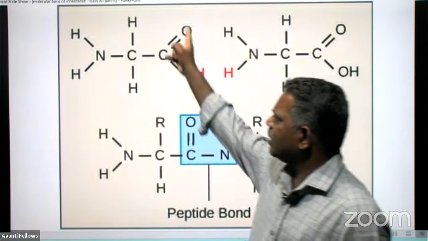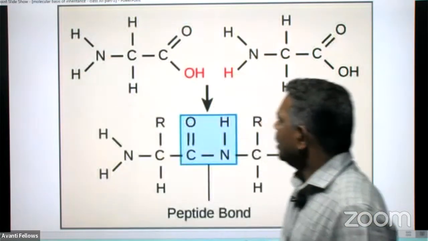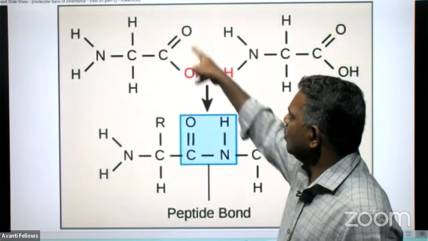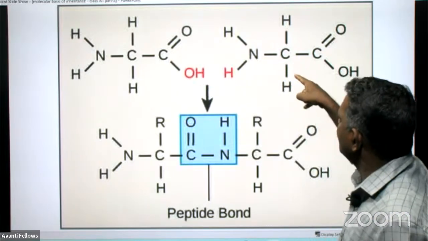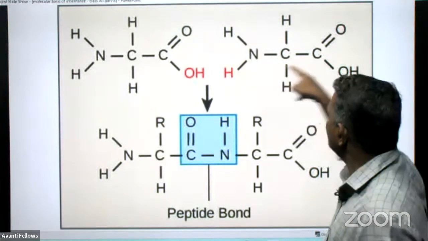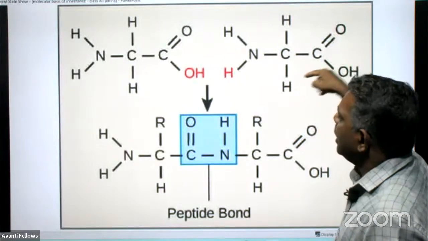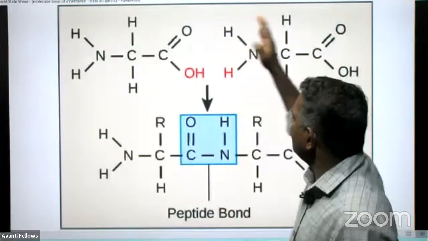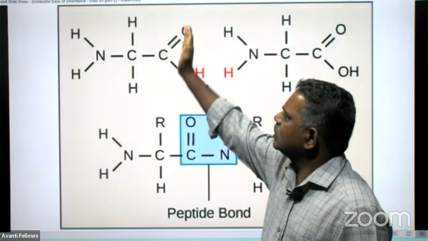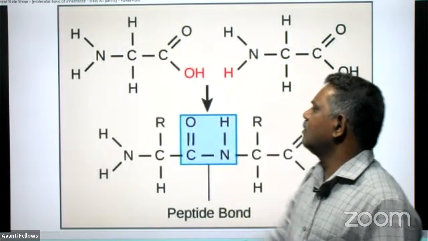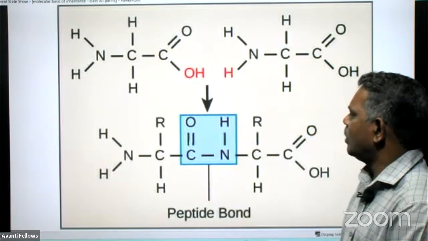Here is one amino acid having the amino group, NH2, and here we can see the COOH group, the carboxyl group. Another amino acid has the NH2 group and the COOH group here. The NH2 group of one amino acid connects to the COOH group of another amino acid, and one molecule of water is released.